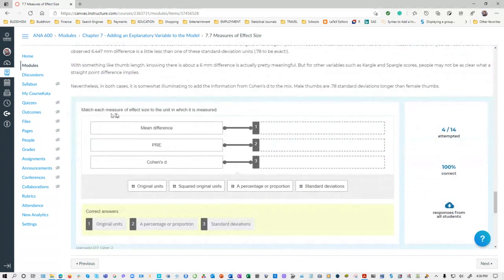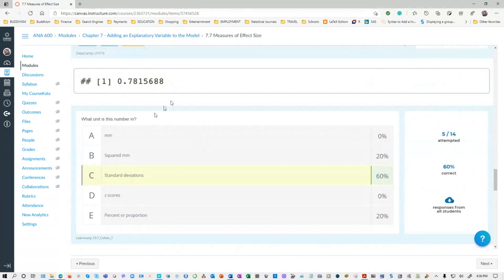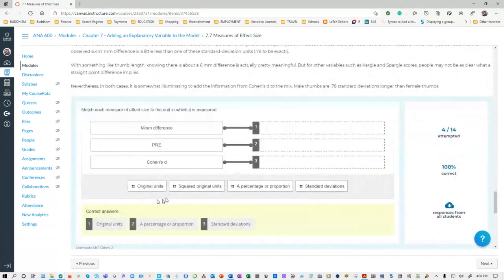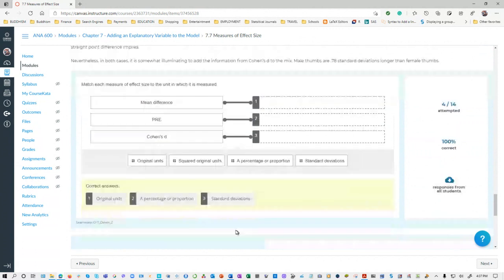Now match each measure of the effect size to the unit in which it is measured. Mean difference is the original unit. Pre, squared, is a percentage or proportion. Cohen's d is in standard deviation. Different quantities have different units. The mean difference is expressed in the given unit, millimeters, while pre squared is a percentage or proportion, and Cohen's d is in units of standard deviation.